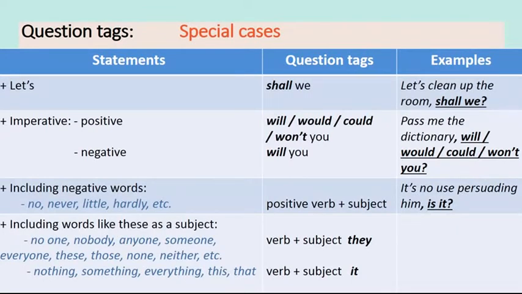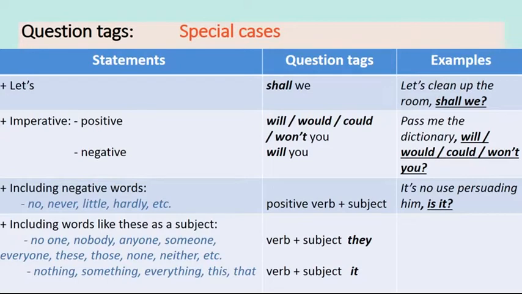Hoặc chúng ta có thể dùng câu hỏi đuôi là will you cho cả hai loại câu mệnh lệnh khẳng định và phủ định. If the statement includes negative words like no, never, little, hardly, etc., the form of the question tag is positive verb plus subject. Nếu mệnh đề phía trước có chứa các từ phủ định như no, never, little, hardly, vân vân, thì câu hỏi đuôi sẽ có dạng động từ khẳng định cộng với chủ ngữ là đại từ.